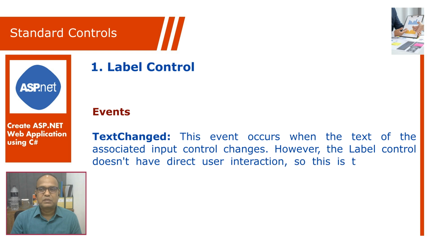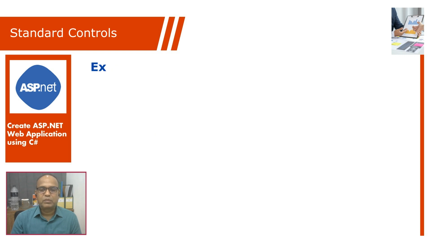Text changed. This event occurs when the text of the associated input control changes. However, the label control doesn't have direct user interaction, so this is typically not used. Have a look into example.